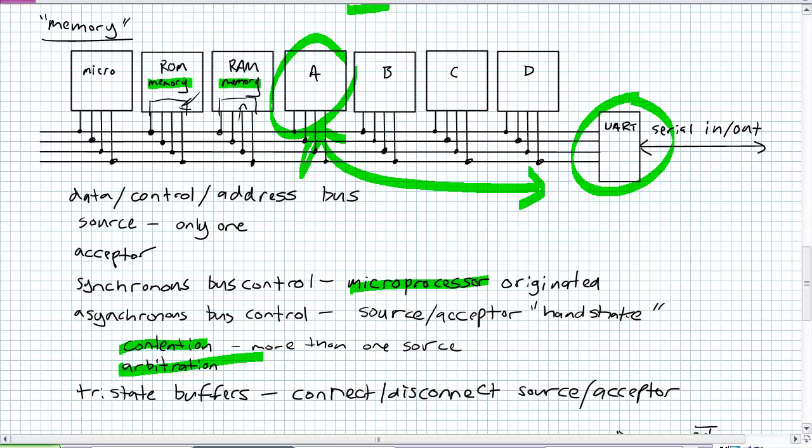It's typically a register. So this is our registers here, and this example is a 4-bit register. How do you connect and disconnect these things? Well, you use this device. It's called a tri-state buffer, and basically based upon the contents of the control bus, it will either connect or disconnect your source or acceptor.